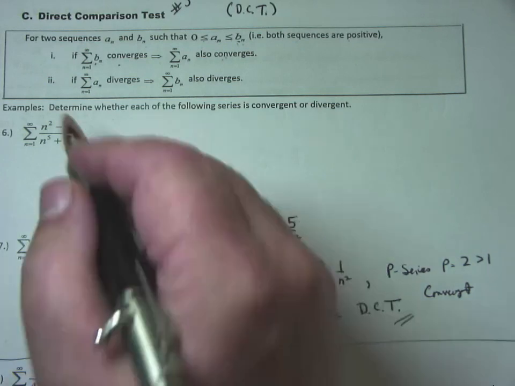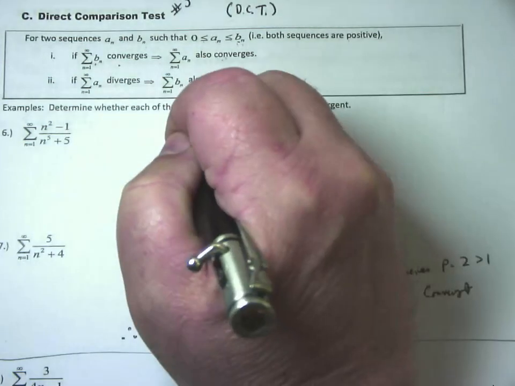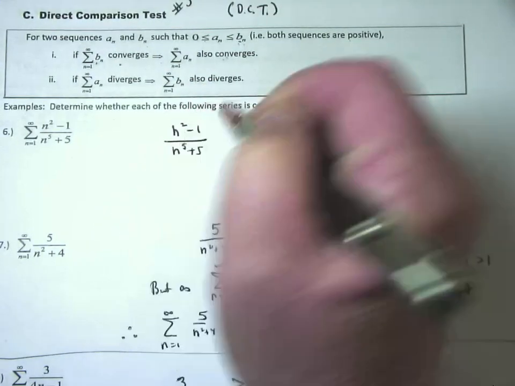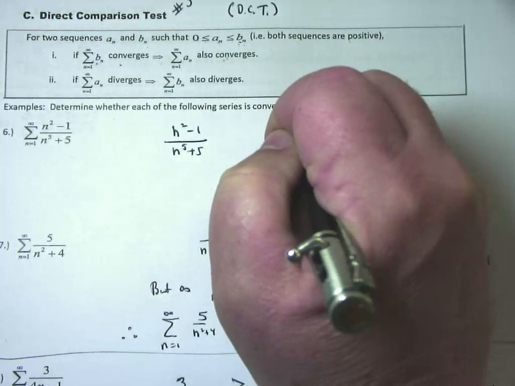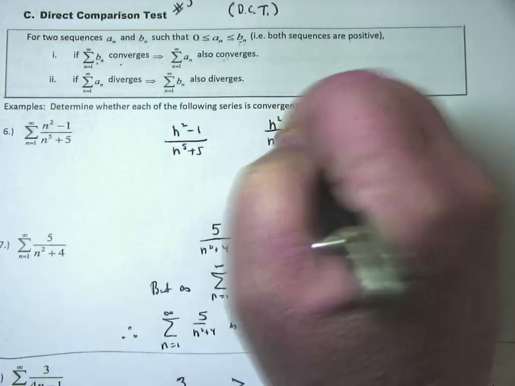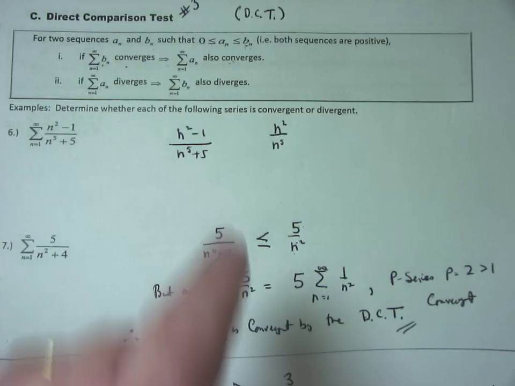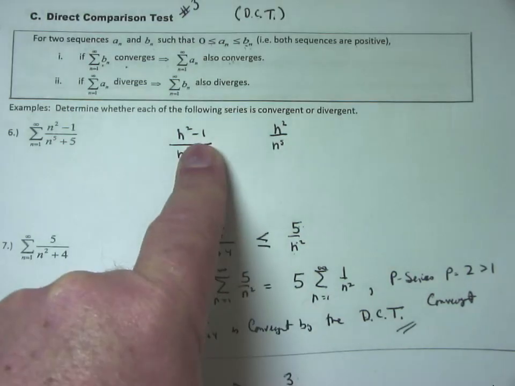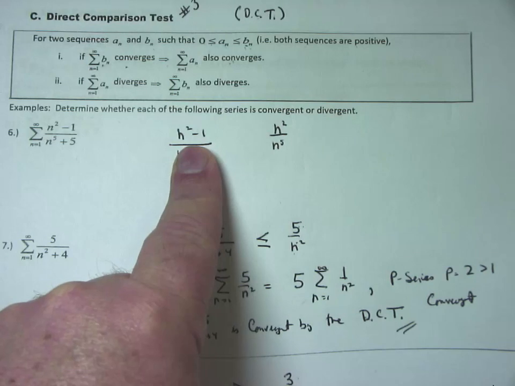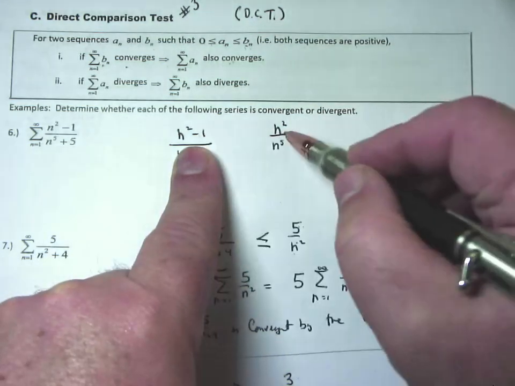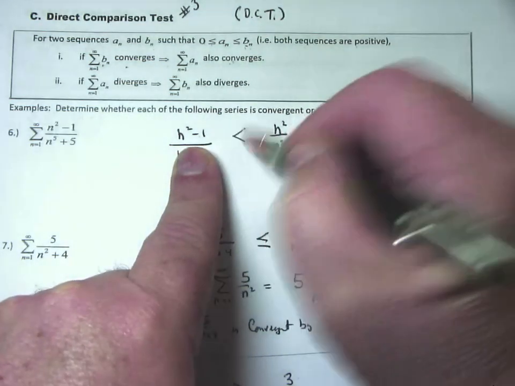But let's just compare this guy, n squared minus 1 over n to the 5th plus 5, to just n squared over n to the 5th. Two things. First off, you subtracted 1 in the numerator. When you subtract 1 in the numerator, it makes the numerator smaller, right? So this fraction compared to this guy is actually going to be less than.